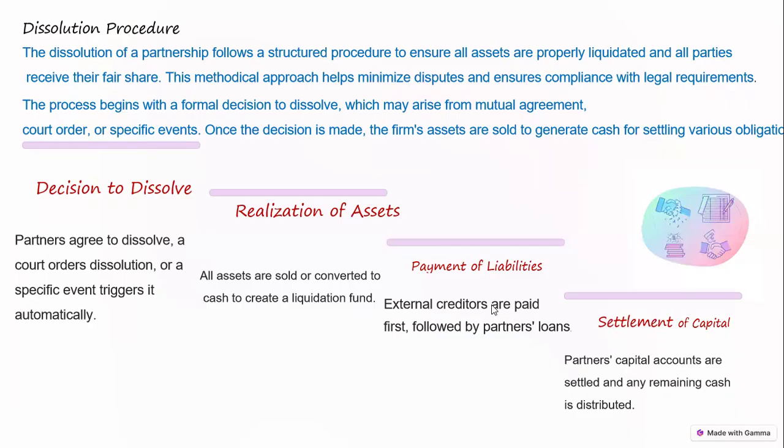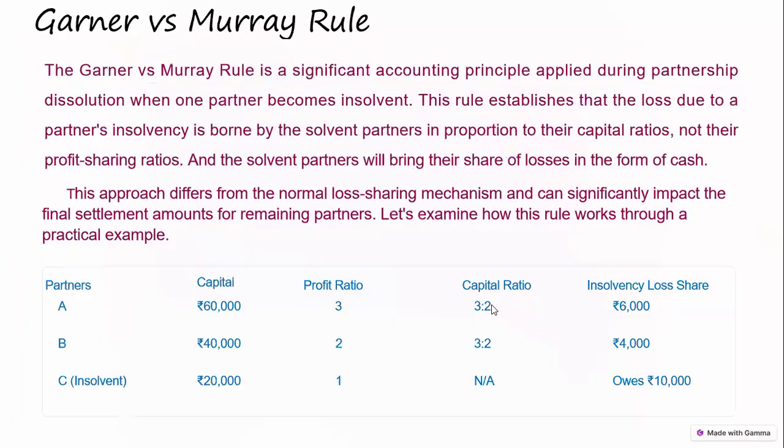Sometimes they also agree to share profits in the capital ratio. So whatever may be the case, the settlement after paying the external liabilities will be made on the ratio agreed, and the partners try to take up the loss even when the business is coming to an end. So that has also been shared by the partners in the profit sharing ratio.